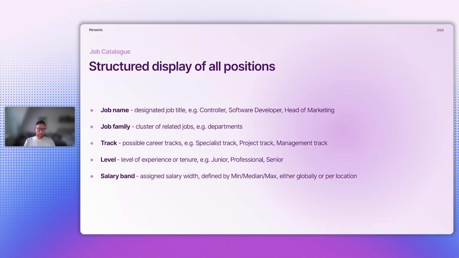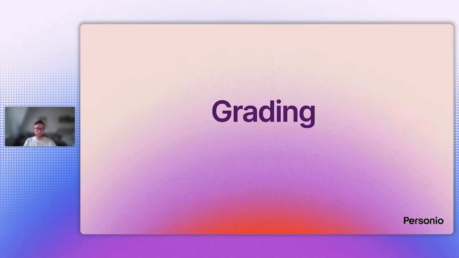Level, I talked about it earlier, is just a level of experience, for example, a junior, professional, senior, whatever fits your organizational reality. It's completely up to you. You can set it up in Personio as you wish. Salary band, yeah, the salary width defined by a minimum, a medium, and a maximum, either globally or per location. So here you have absolute flexibility to type in your information that suits your needs the best.